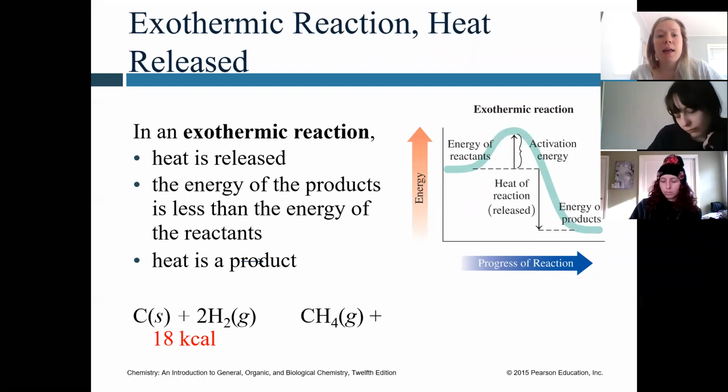So when we're looking at a reaction, if you have heat release, that's known as an exothermic reaction.